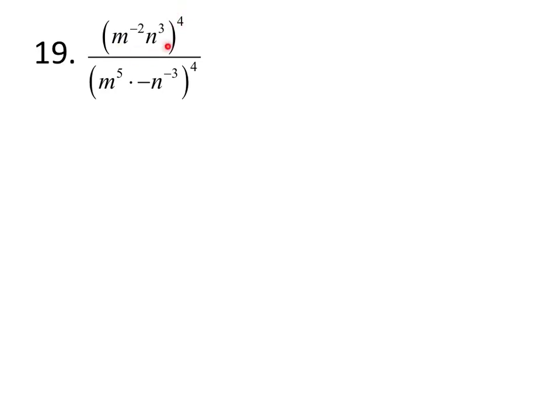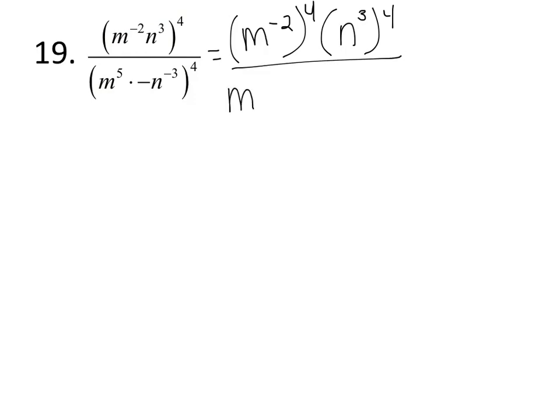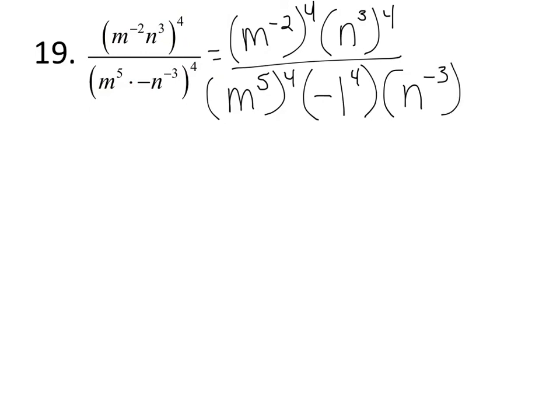Okay, here you're going to give the 4 to every piece inside here and the 4 to every piece inside here. So it becomes m to the negative 2 power to the 4th power times n cubed to the 4th power over m to the 5th power to the 4th power, negative 1 to the 4th power, because don't forget about this negative being raised to the 4th power here, and then n to the negative 3 to the 4th power.